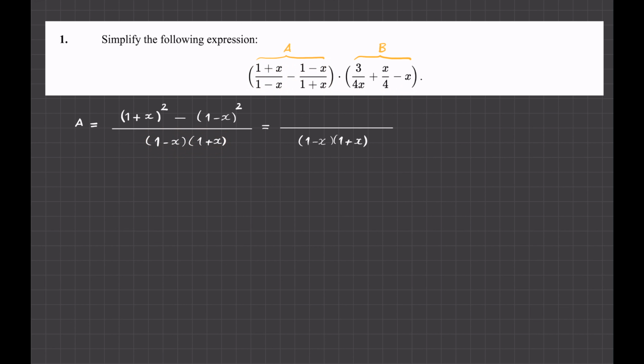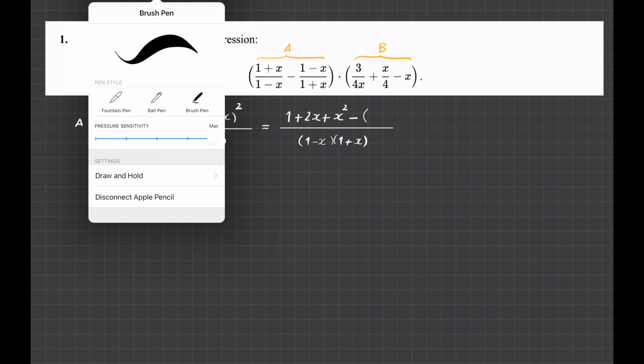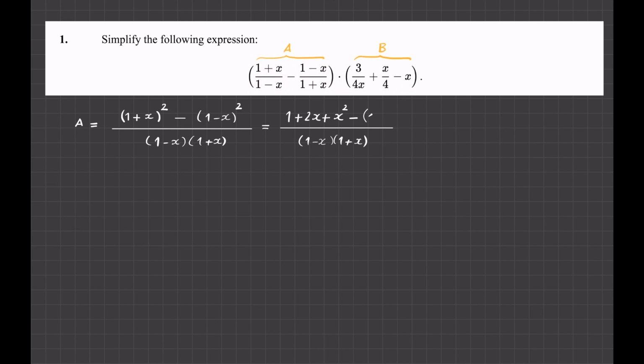So this is a binomial, an expression with two terms. I want to square it. It becomes the first one squared plus two times the first one times the second one plus the second one squared. Then minus, I open a pair of brackets and I do the same thing for this one. So it becomes 1, the first one squared, 2 times the first one times the second one plus the second one squared.